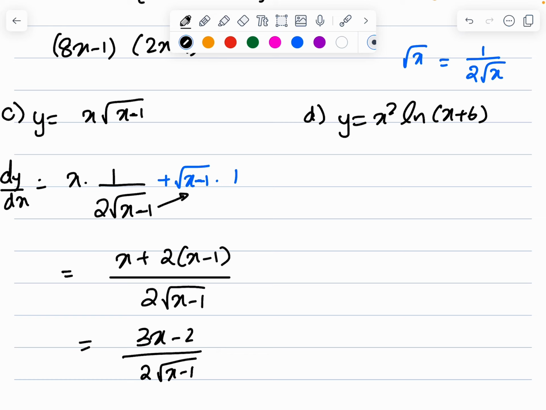For this one, dy/dx equals x square as it is. ln derivative is 1 upon x plus 6. Next time, ln x plus 6 as it is. x square derivative is 2x. So I think we cannot simplify it further. So we will leave it out over there.